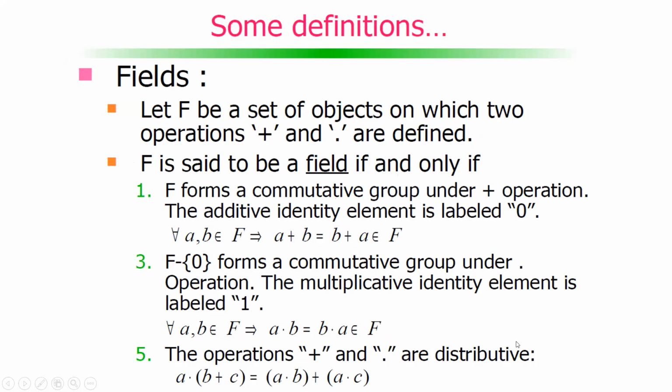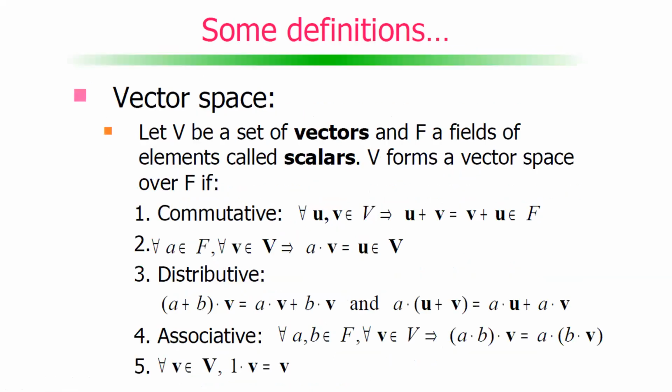And it has to be distributive also. That means A dot (B plus C) equals A dot B plus A dot C. So you all know about the commutative property and the distributive property. It will be called a field when the elements follow these properties of commutativity and distributivity. The operations are distributive. All right.